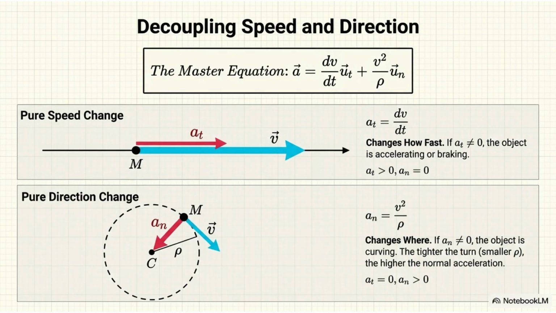The second component is called the normal acceleration. It is directed toward the center of curvature and changes only the direction of motion. Notice that this component depends on the square of the speed and is inversely proportional to the radius of curvature. The faster the particle moves, or the tighter the curve becomes, the greater the normal acceleration. This decomposition allows us to distinguish between two very different physical effects, changing how fast an object moves and changing where it moves. Together, these two components completely describe the acceleration of a particle moving along any curved trajectory.